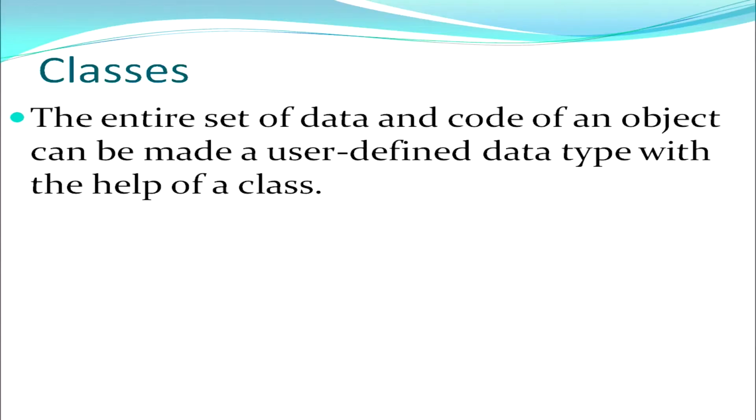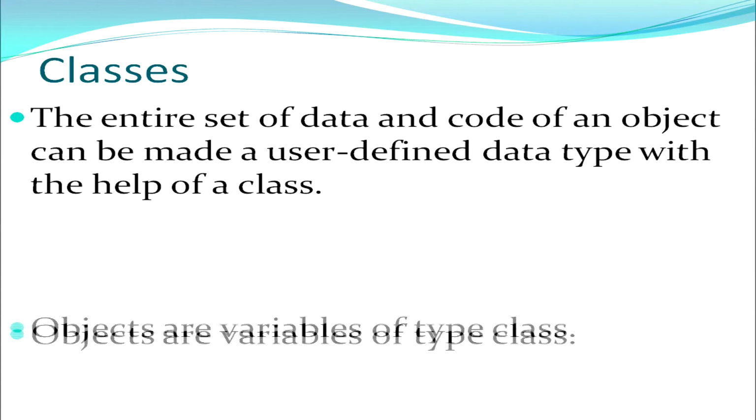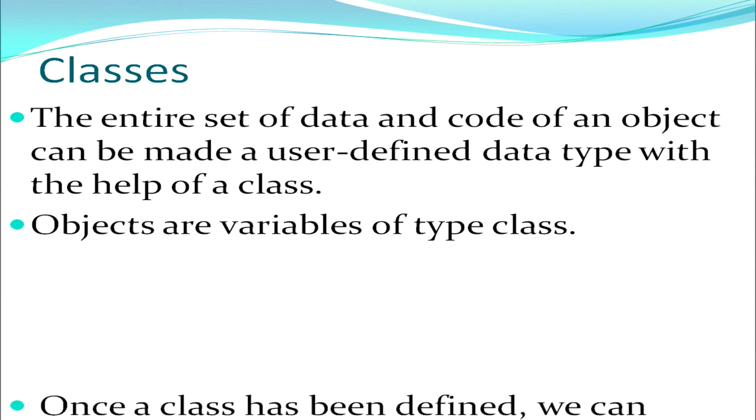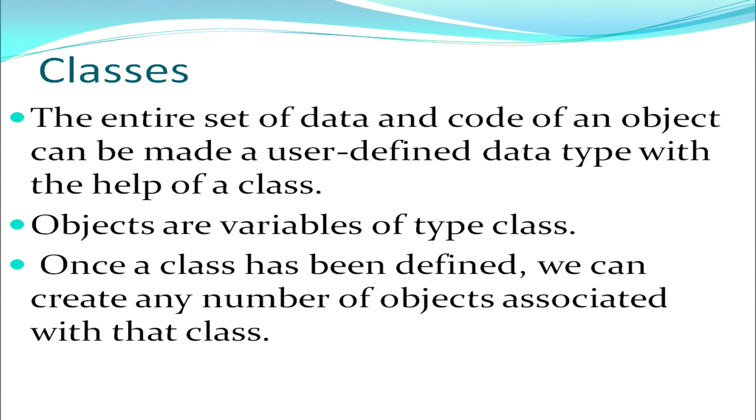After talking about objects, we talk about classes. A class is a user defined data type. It contains a set of data and code. Code means a function or a set of functions which help to work with that data. Objects, as I told before, are variables of type class, or they are instances of classes. Once a class has been defined, we can create any number of objects associated with that class.